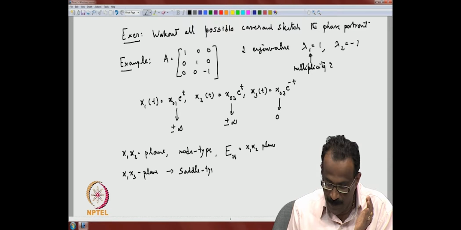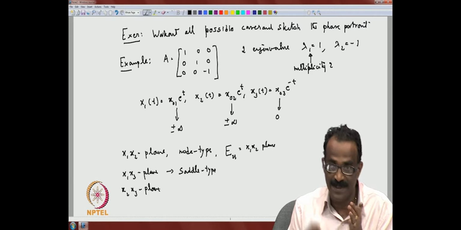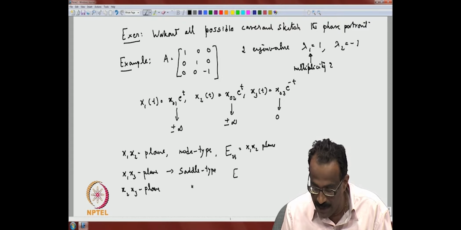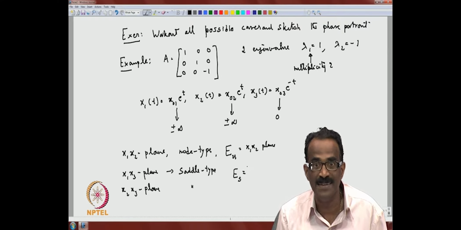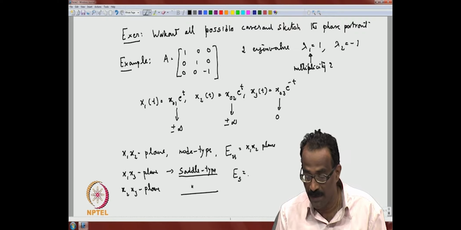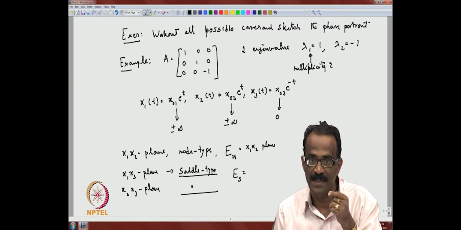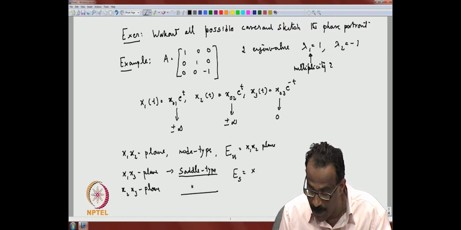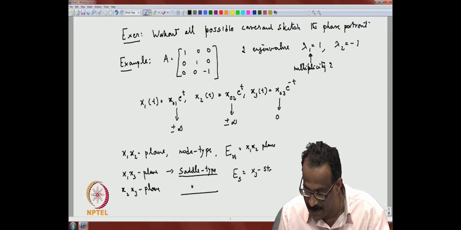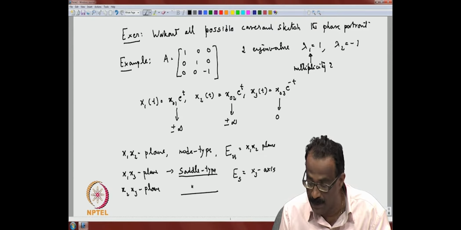saddle type, and this is the same thing when you look at the x2, x3 plane. If you look at these trajectories restricted to these planes, the trajectories will remain there itself, and you will have again the saddle type. It is not stable, sorry, it is a saddle type and you do not have stability. But if you look at only the x3 axis, if you take an initial point on the x3 axis, you will get a stable space. So, the x3 axis is your stable subspace, and the x1, x2 plane is the unstable subspace.